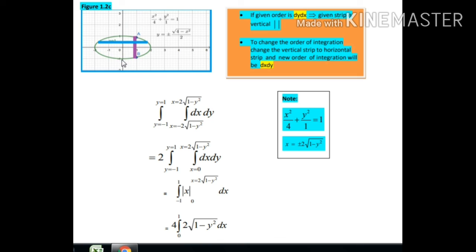So at lowest point y is minus 1 and at highest point y is 1. How you are getting y minus 1 and y plus 1? Just put x 0. Once your limits for x are over, put x 0 and you get y square by 1 equal to 1. This gives y equal to plus minus 1. So lowest limit for y is minus 1 and highest limit for y is plus 1.